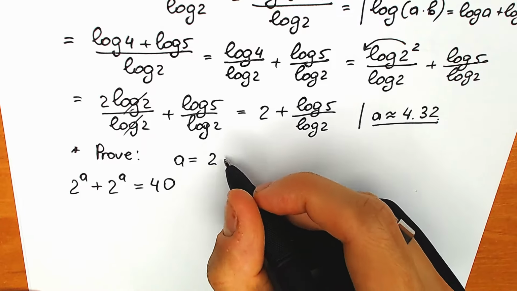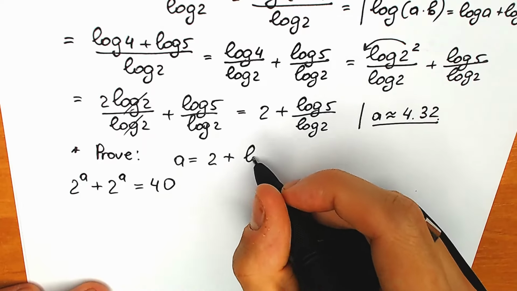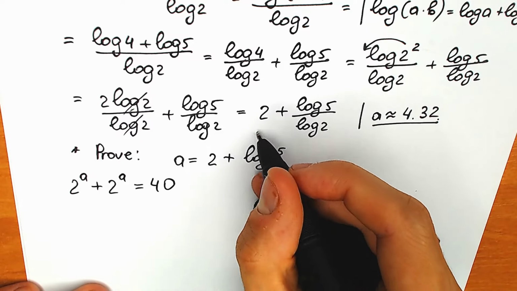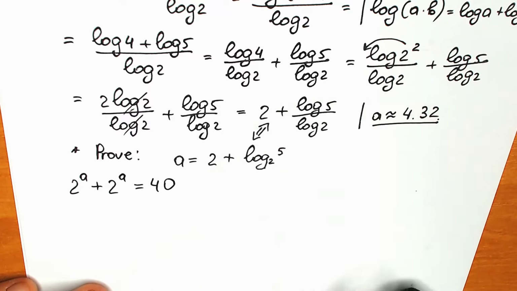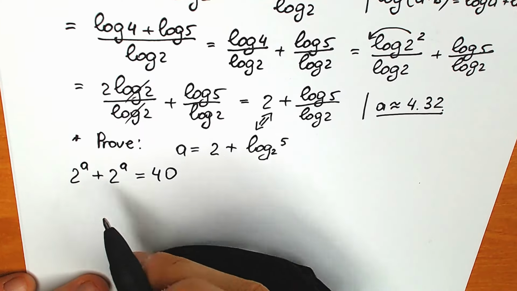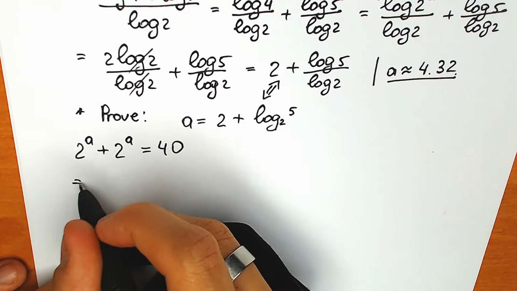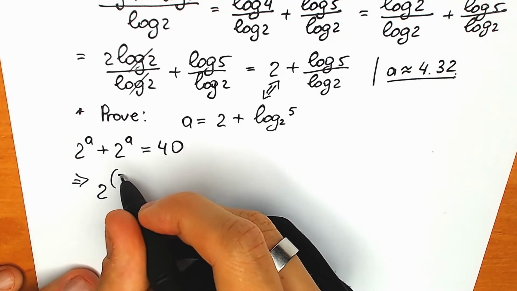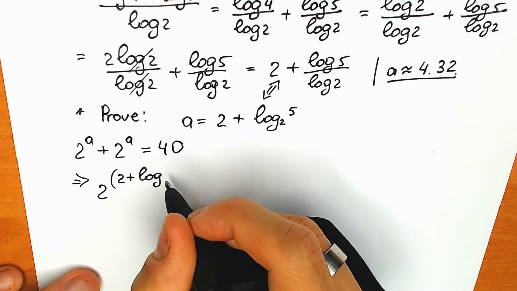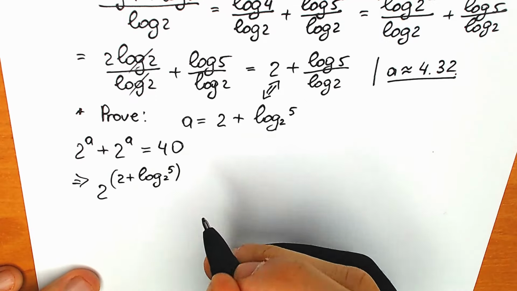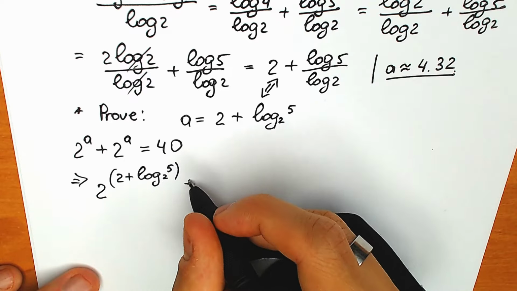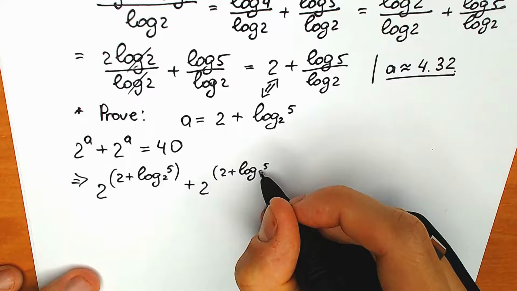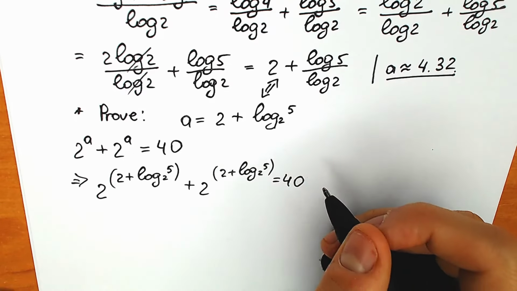These two we leave like that, but this expression right here we can write as log 5 base of 2. For easier calculation, we can easily do that. This is the same expression. So right now, let's plug in this expression instead of this a. Let's see what will happen. So we have 2 to the power a equal to this expression, so 2 to the power 2 plus log 5 base of 2, yeah? And we have the same expression, so plus 2 to the power 2 plus log 5 base of 2 and equal to 40. Okay, I hope you understand it.